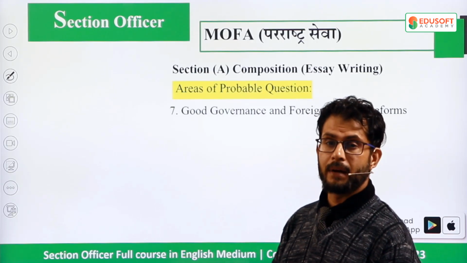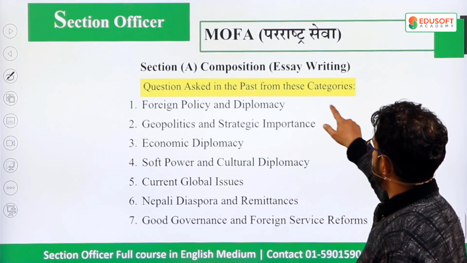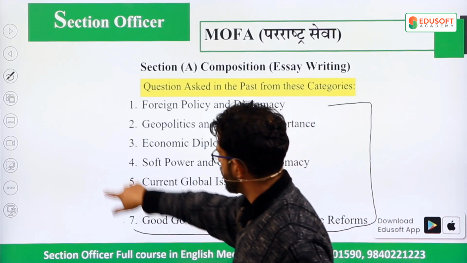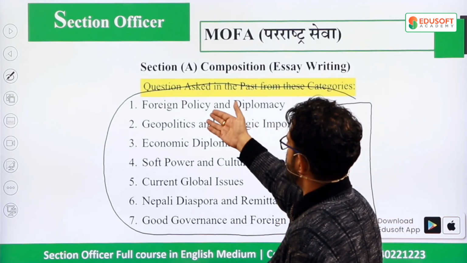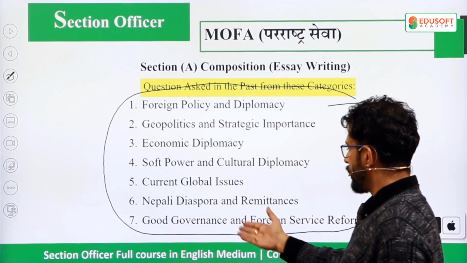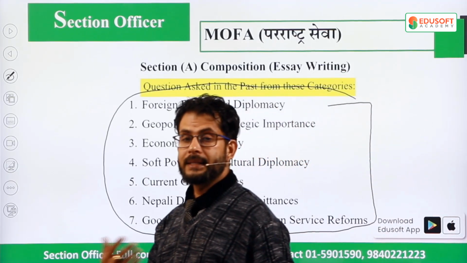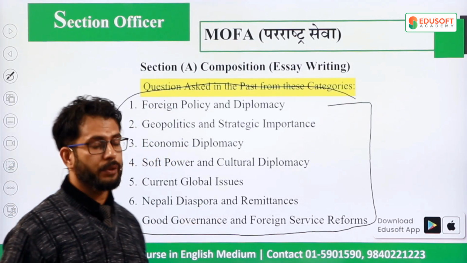So these are the areas I have told you about, where I pinpointed what you should prepare for, let's say, when writing an essay. Now, these seven areas. Whenever you are trying to write an essay, you are definitely going to prepare from here. You're going to prepare from foreign policy and diplomacy to good governance and foreign service reform. Now, having said these things, you may be thinking, what kinds of questions have come from these?